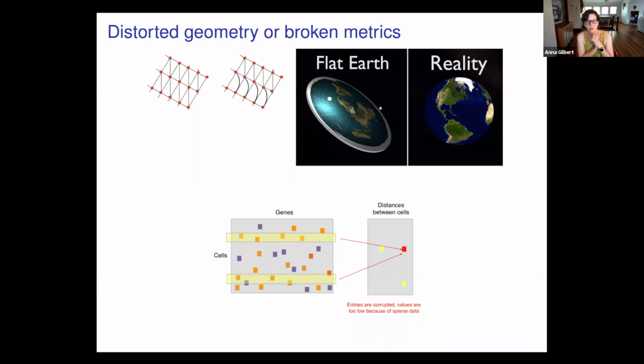And so when you use this kind of data to compute what you think are the distances between cells, the values of the distances just don't make any sense because you don't have enough data. And so I wanted to know, well, how does that impact downstream machine learning tasks? And how do we correct for distorted or broken metrics without necessarily doing data imputation directly? So I wanted to take a different point of view.